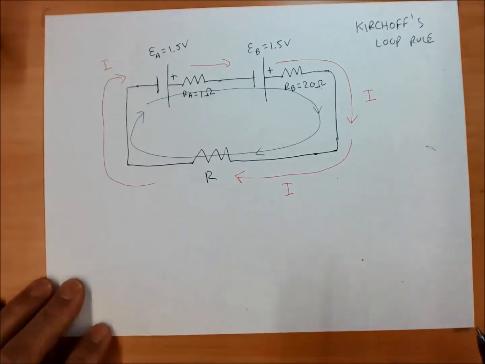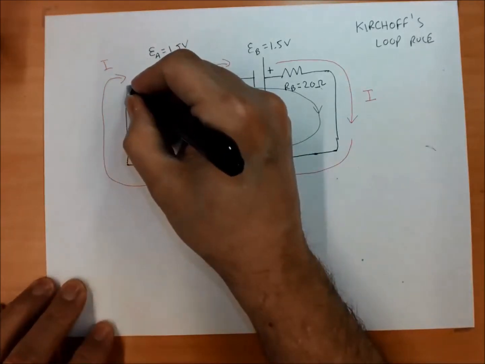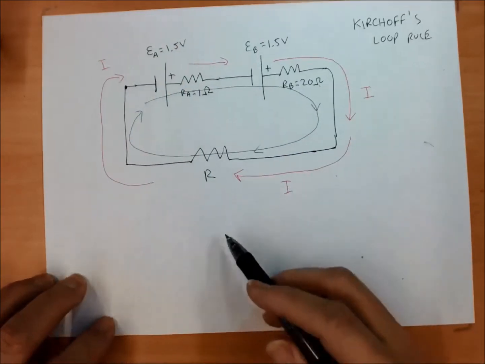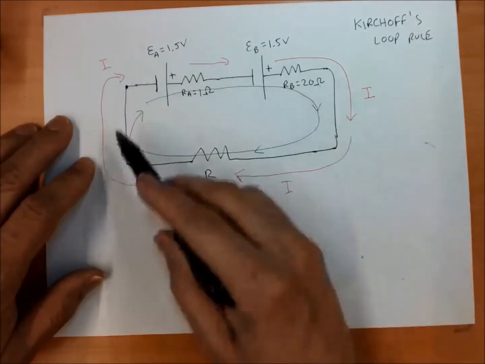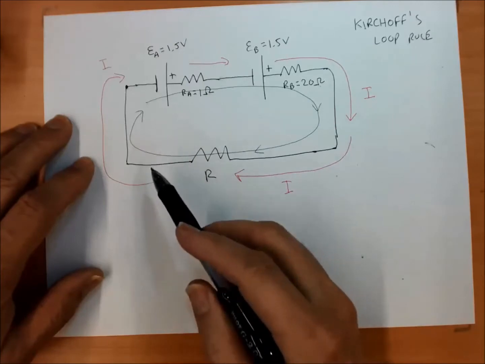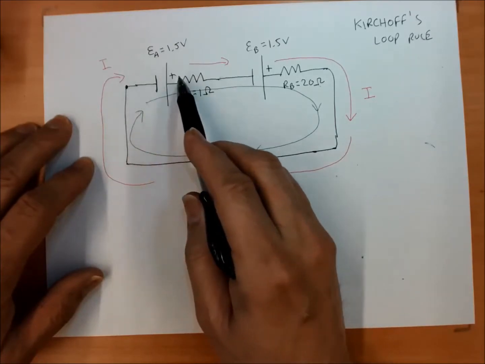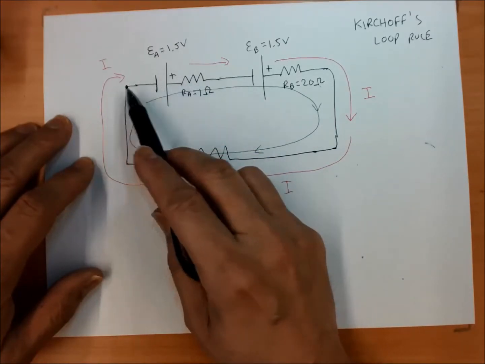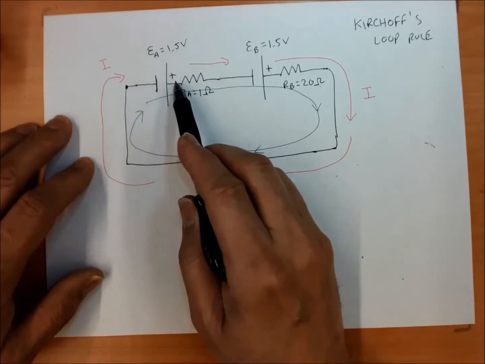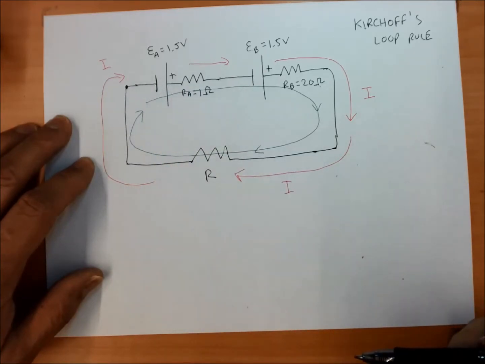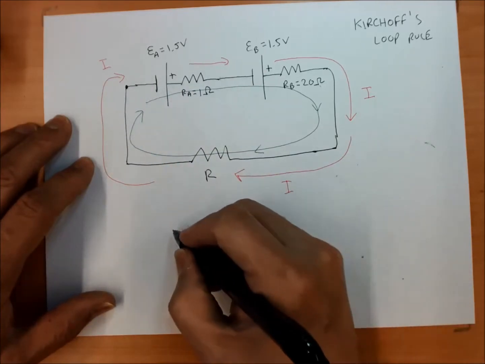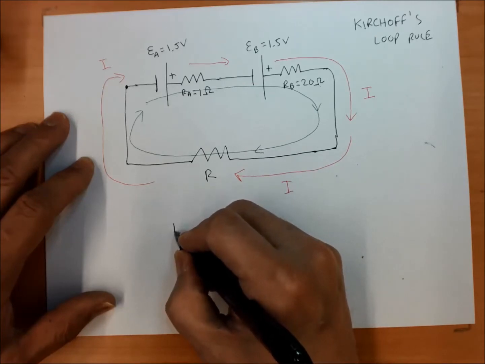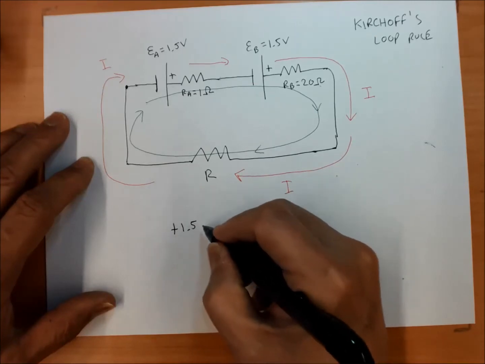Okay, so in applying Kirchhoff's loop rule, I'm just going to start here. It doesn't matter where you start in the loop. And I'm going to go in the direction of the loop that I drew in green here. So going through the EMF here for battery A, I'm going from minus to plus, so that would be a voltage boost. So I'm going to call that plus 1.5 volts.